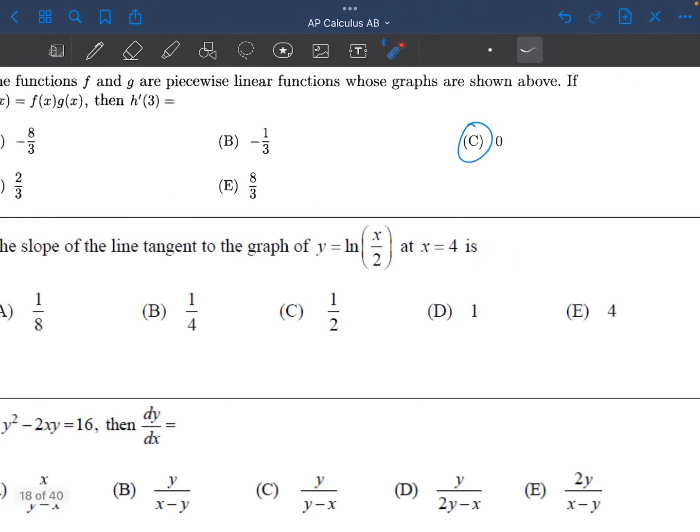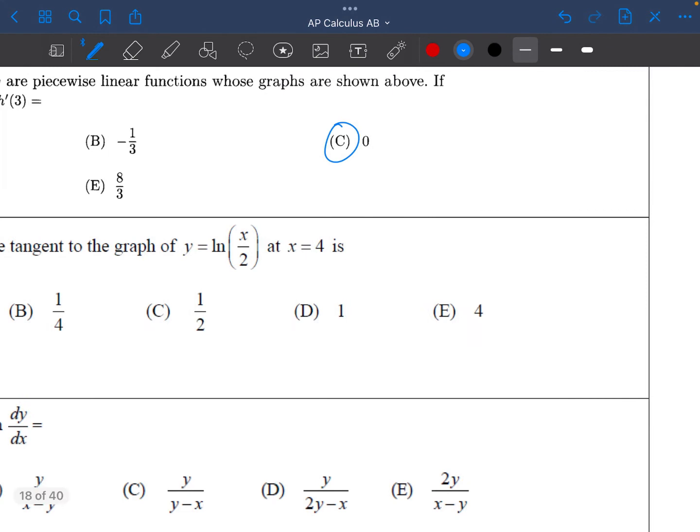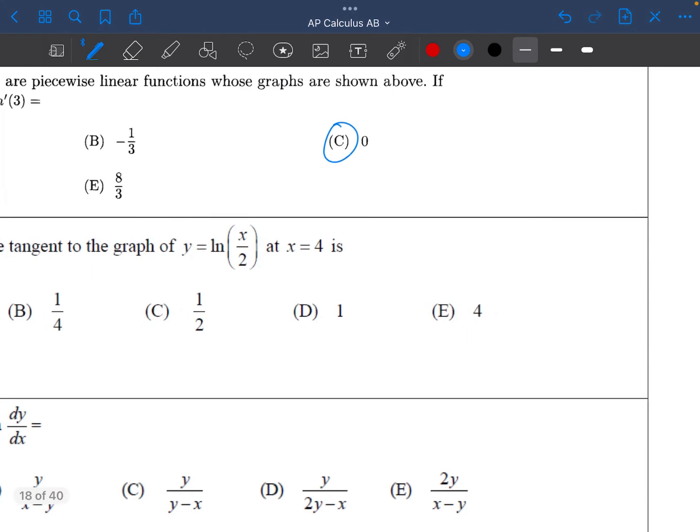That's essentially what this graph, or this question, is asking for. So take the derivative of this, plug in 4, and we're ready to go. The derivative of log base 1/2 is going to be 1 divided by whatever the inner is.